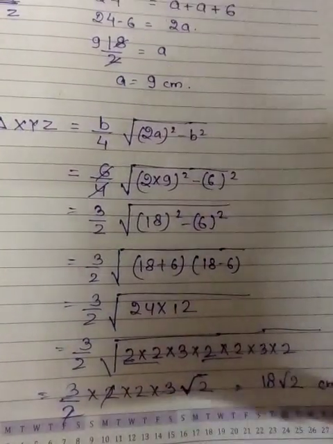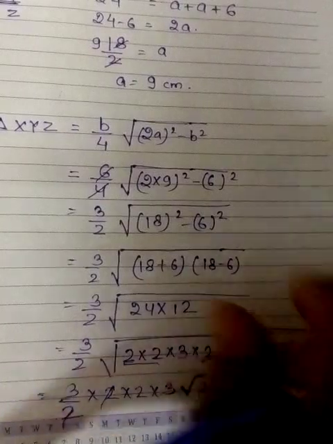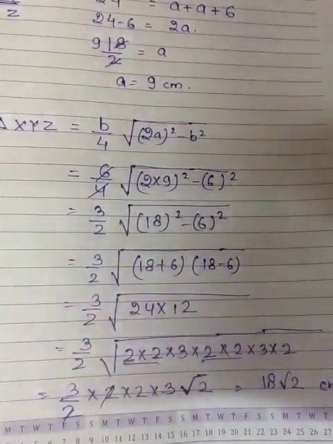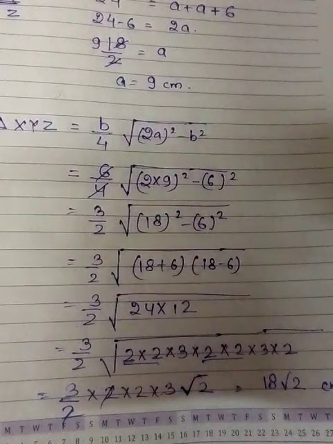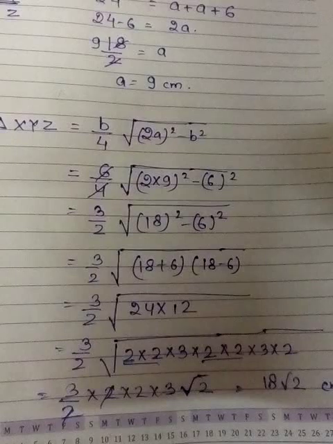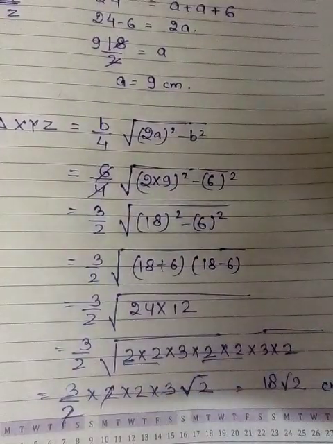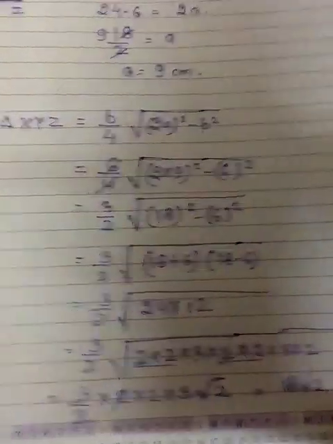You can use Heron's formula also to find the area, if you don't remember the formula of the isosceles triangle. If you don't know the formula for finding the area of an isosceles triangle, you can use Heron's formula also to find the area of this isosceles triangle.